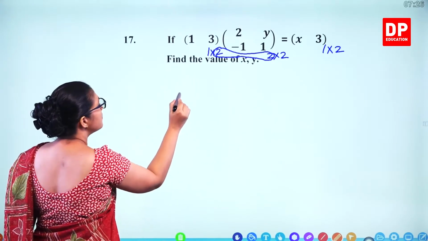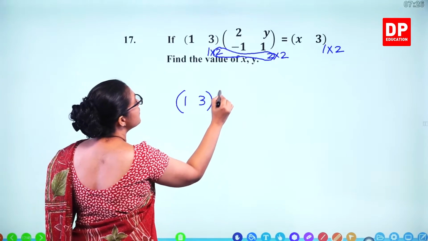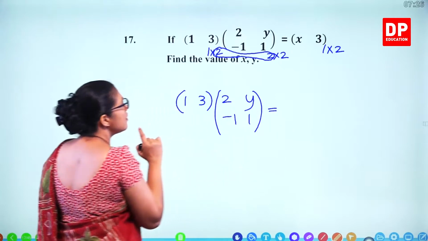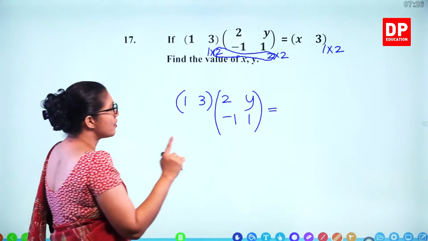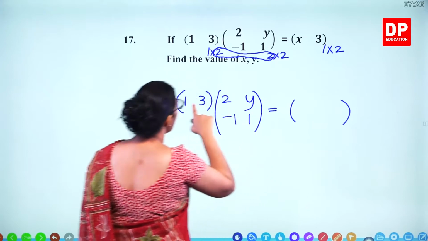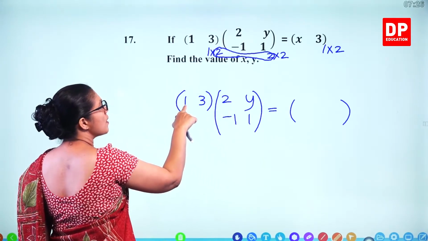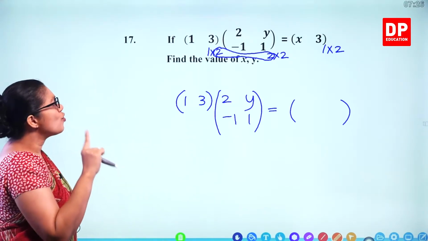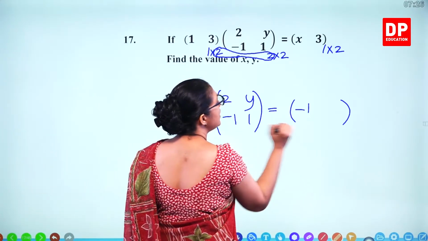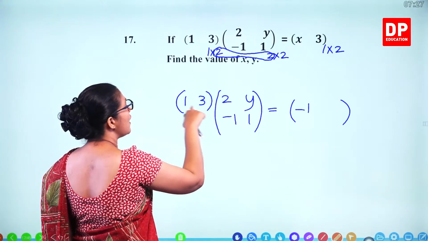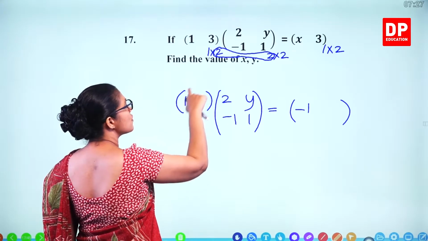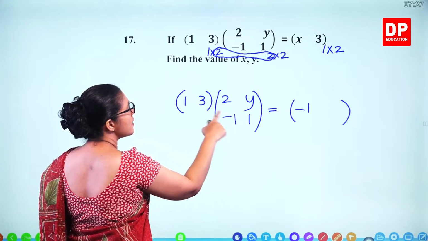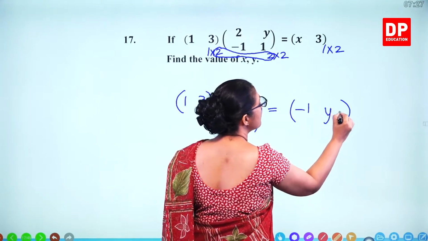Now we'll multiply. 1, 3, 2y minus 1, 1. How you multiply? First value you get first row with first column. 1 times 2, 2. 3 times minus 1, minus 3. 2 minus 3, you get minus 1. Now the second value. So how you multiply? First one with first. 1y plus 3 times 1 is 3, y plus 3.